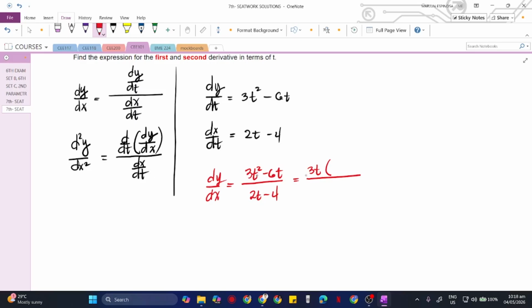So that would leave us, in the first term, t, then in the second term, negative 2. The same thing for the denominator. We can factor out 2 because 2 is common, so we are left with t minus 2. And that would make us cancel this t minus 2. So we have now our simplified dy over dx equivalent to 3 over 2 multiplied by t. That will now become our first derivative.